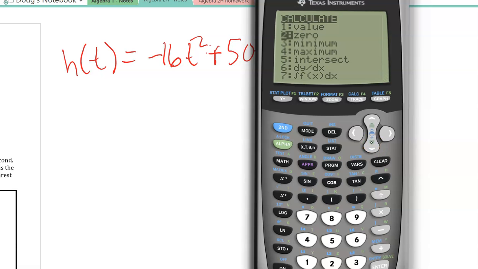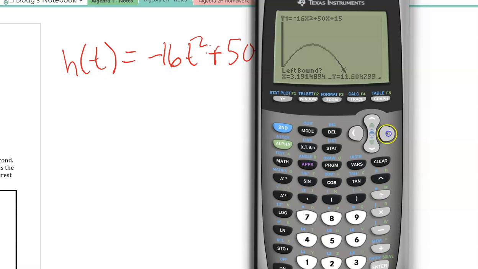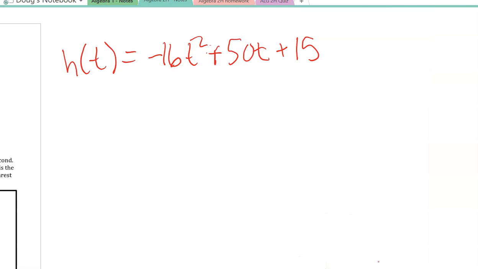So we can go into our calculator, or calc, and we're going to find a 0 value. We'll select that. We'll move our arrow over for our left bound. Hit enter. We'll move our arrow over for our right bound. We'll go past that point. We'll hit enter. And then we'll ask it to guess. So we get y equals 0 at 3.40 seconds.